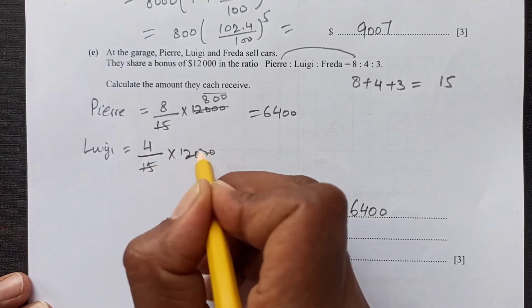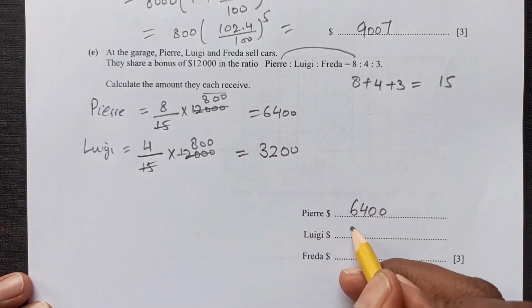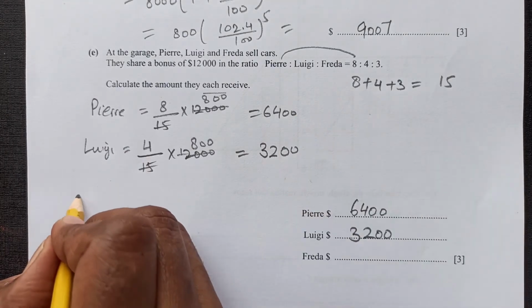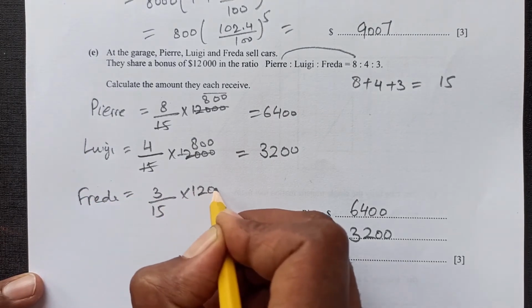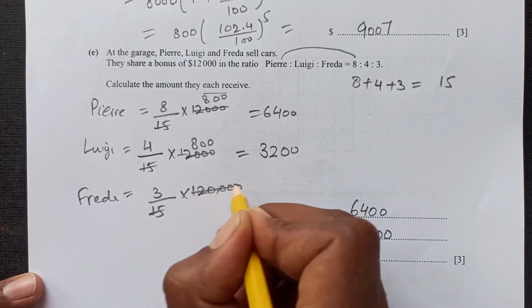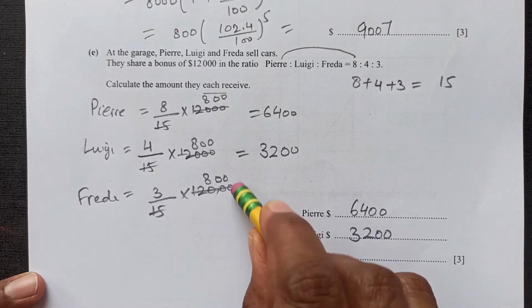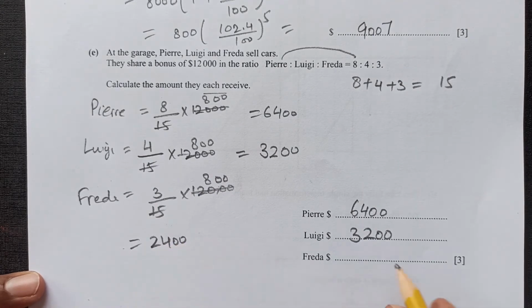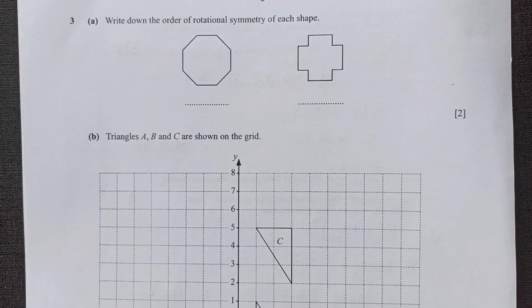Now Luigi is 4 over 15 times 12,000. You can directly use a calculator, but I'm comfortable here. 8 times 4 is 32, so 3,200 for him. And finally we have Freda, which is 3 out of 15, of 12,000. Sorry, I added an extra 0 there. So 8 times 3 is 24, so 2,400. So that's it.